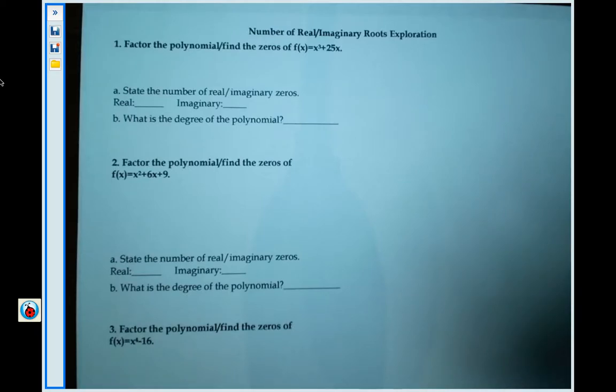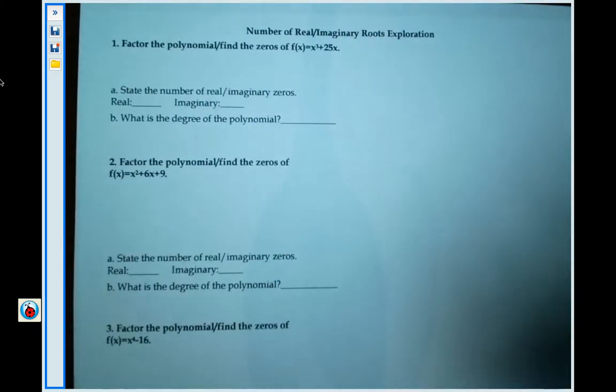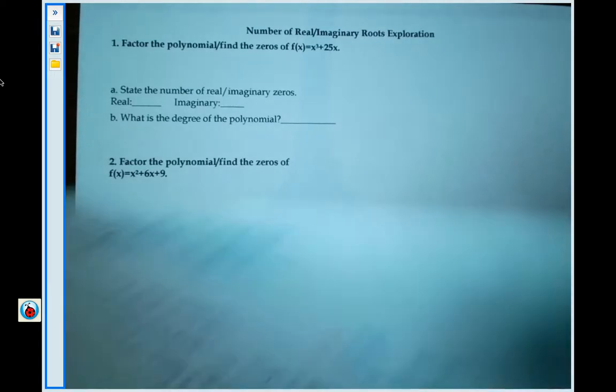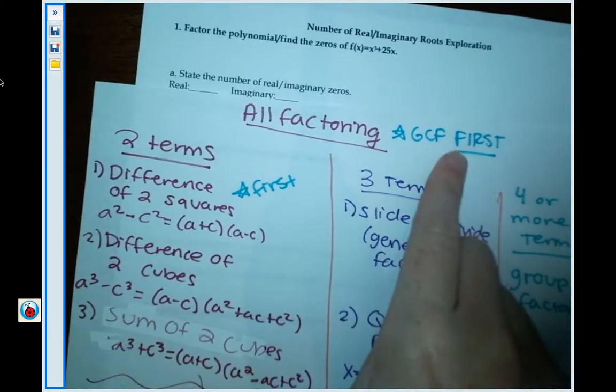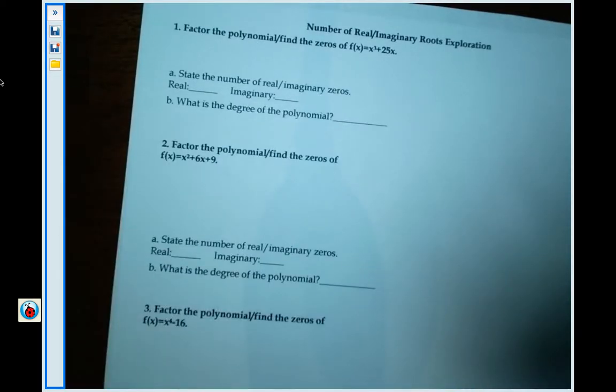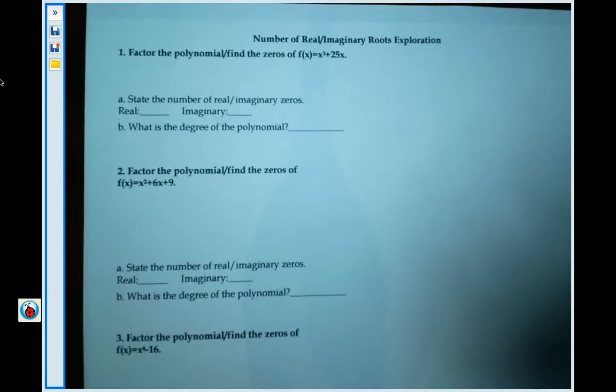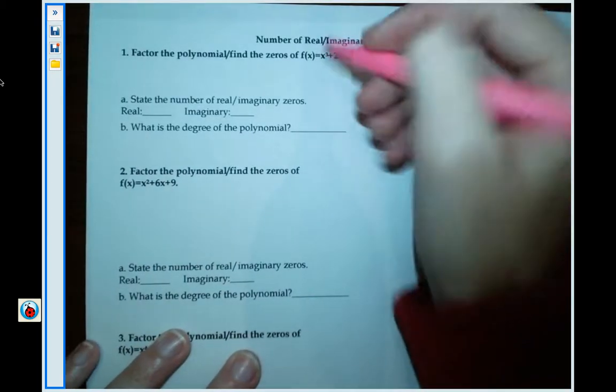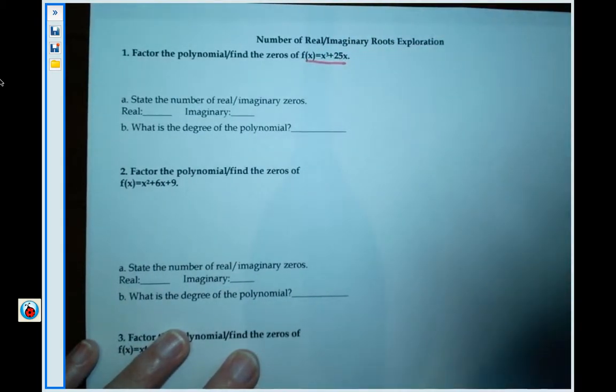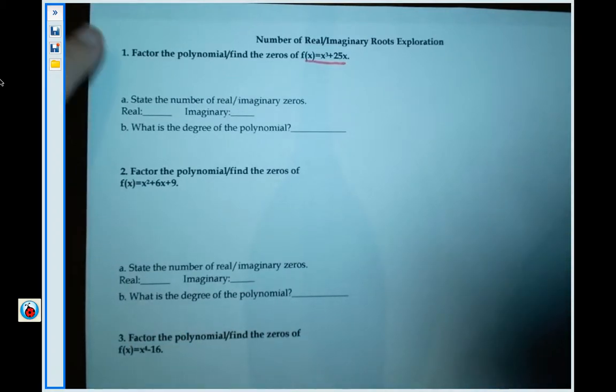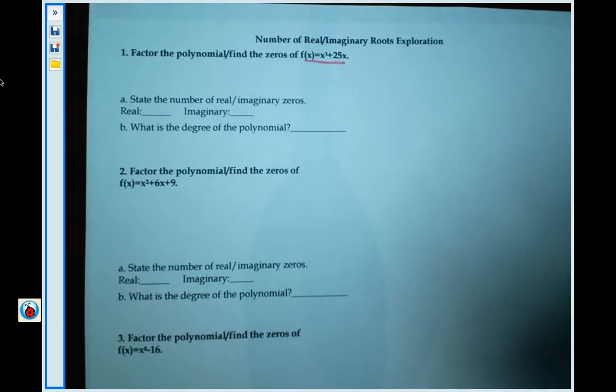Alright, so first of all, the first thing we always do when we factor, if you see here, GCF first. No matter what, let's always try to look for a GCF because that always reduces our polynomial down, which helps us when we're solving. So I'm looking at this right here, f of x equals x to the third plus 25x. This will be example 1 in your handy dandy notebook.